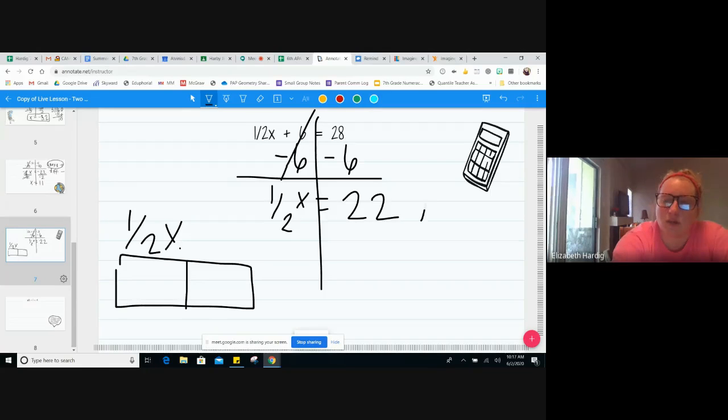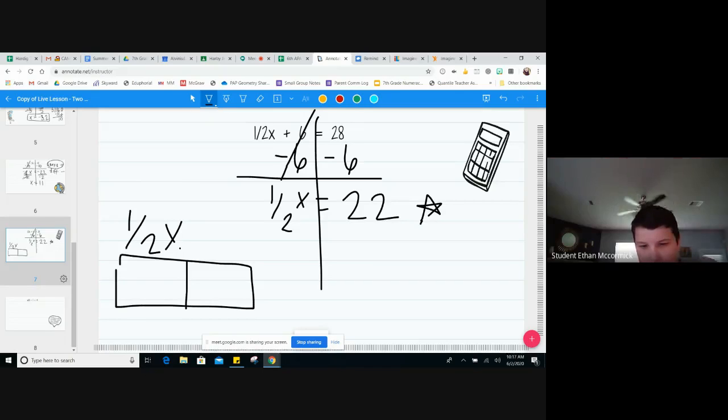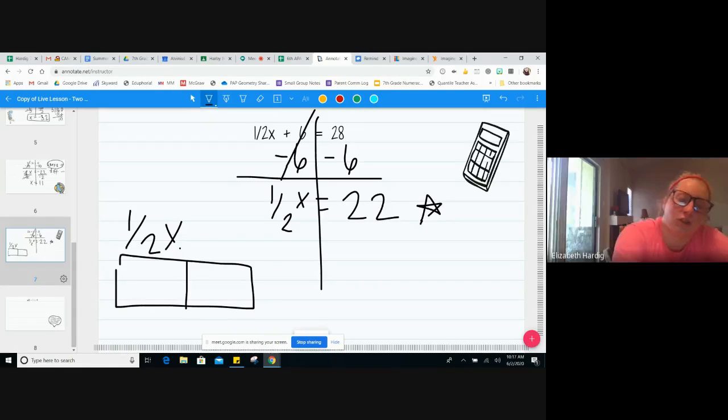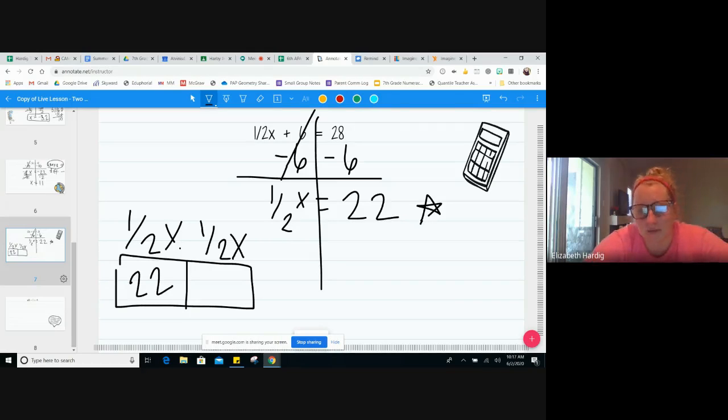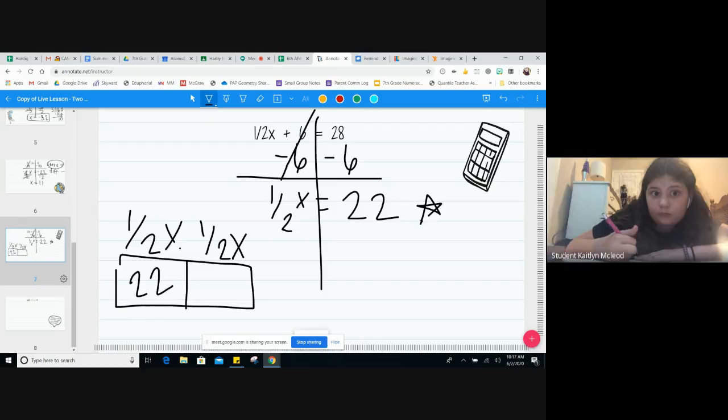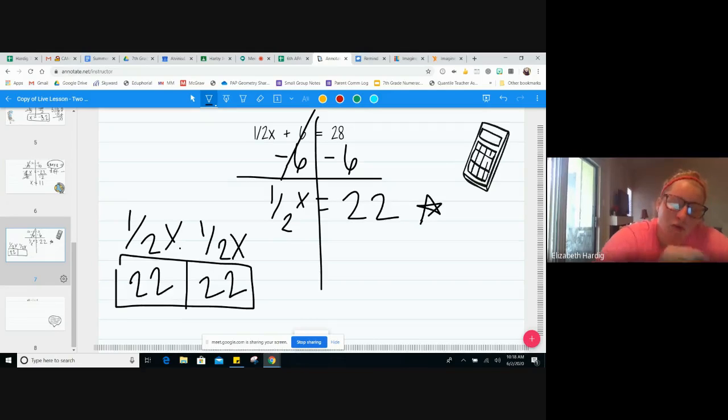If I'm looking at my equation right here, 1/2 of x is equal to how much? 22. So I'm going to put 22 right there because I know 1/2 of x is equal to 22. It takes 2 halves to make 1 whole. So this other second part of my rectangle is also 1/2 of x, correct? Yes. Which means what value goes inside of the box? 22. Absolutely. So 2 halves gives me 1 whole x.